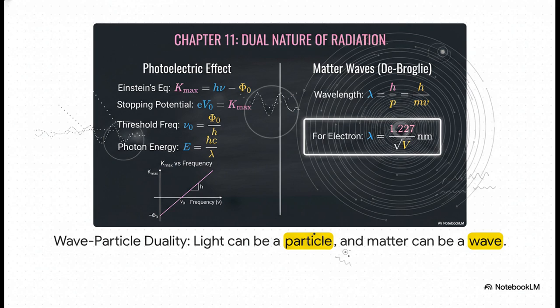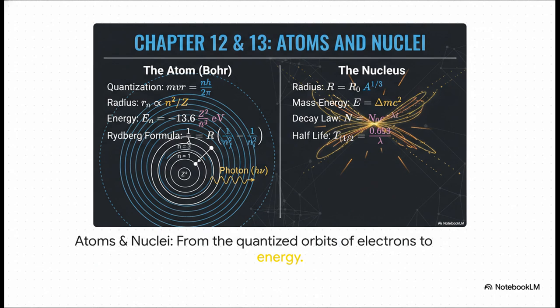And then de Broglie proposed the exact opposite, that every moving particle, like an electron, can behave like a wave, with a wavelength of lambda equals h by p. This is the famous wave-particle duality. Using this duality, Bohr gave his model of the atom. His key idea was the quantization of angular momentum, mvr equals nh by 2 pi.